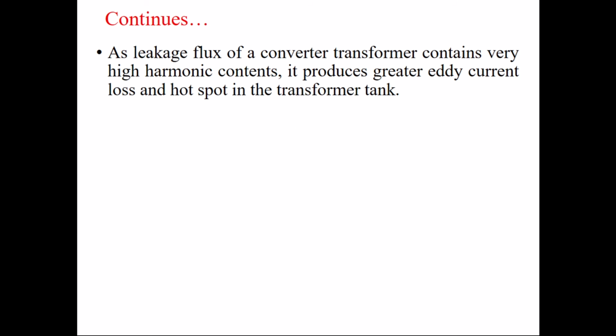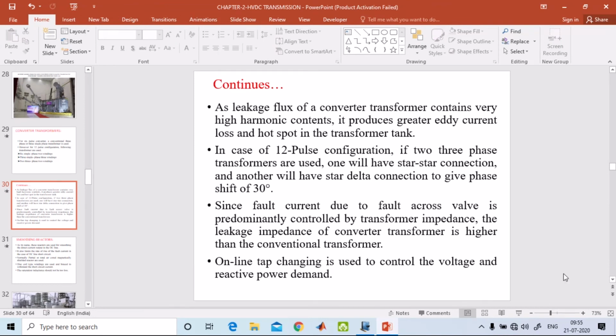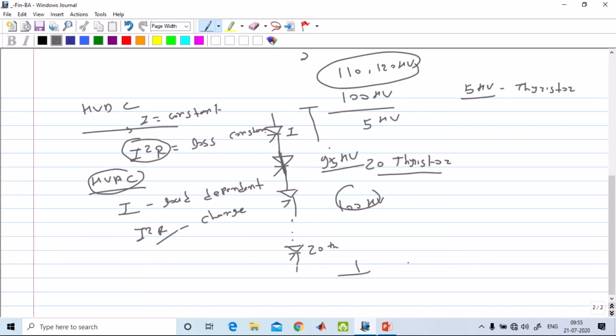As we know, the eddy current loss is directly proportional to the square of the frequency. If you write the equation, P eddy current loss is directly proportional to the square of the frequency, and we know that hysteresis loss is directly proportional to only the frequency. So as you increase the frequency, the eddy current loss will increase. The harmonic frequencies are more than the fundamental frequency, more than 50 Hz.